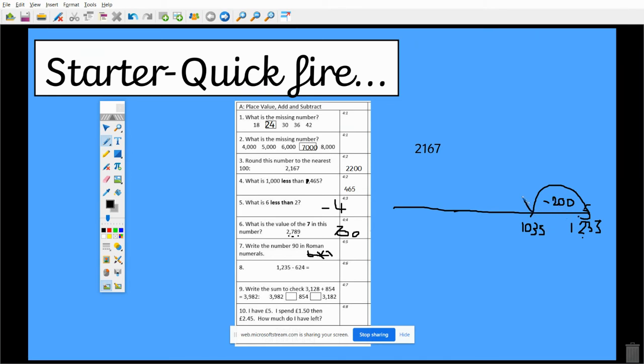So let's take away 200 first because that's going to make it easier for us. Take away that 200 is 1,000 and what do we start on? 35. 1,035. Now we've already taken away 200. How do we get to 600? How many more do we need to take away? We need to take away 400. Good. That makes it nice and easy now. 200 add 400 is 600. So we're taking away that 600 there.